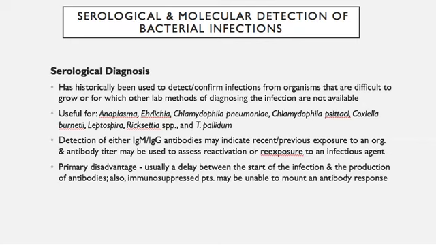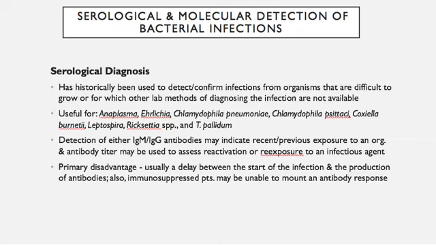Okay, serological diagnosis. So this has historically been what we've used to detect or confirm infections from organisms that are difficult to grow or for which other lab methods of diagnosing the infection are not available. So some of those organisms that this might be particularly helpful for: Anaplasma, Ehrlichia, Chlamydophila pneumoniae, Chlamydophila psittaci, Coxiella, Leptospira, Rickettsia species, and Trypanosoma pallidum.